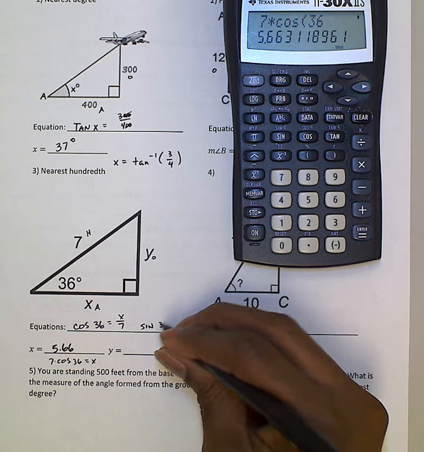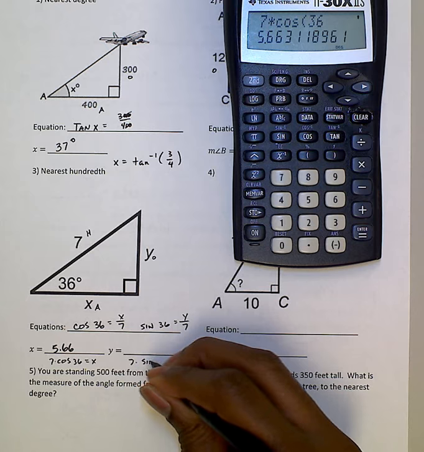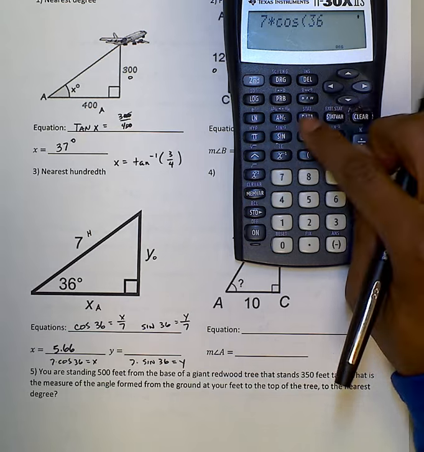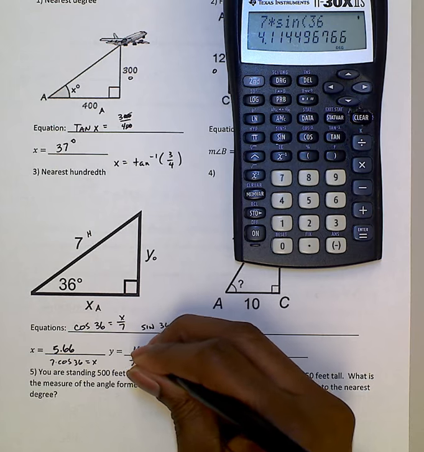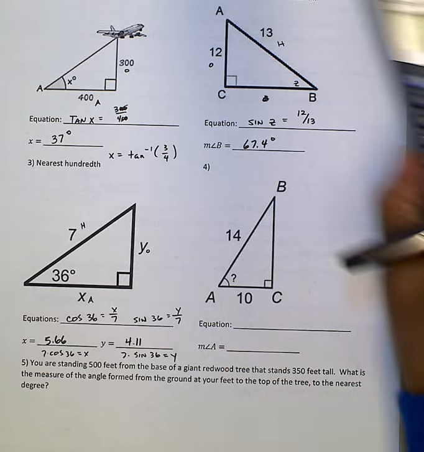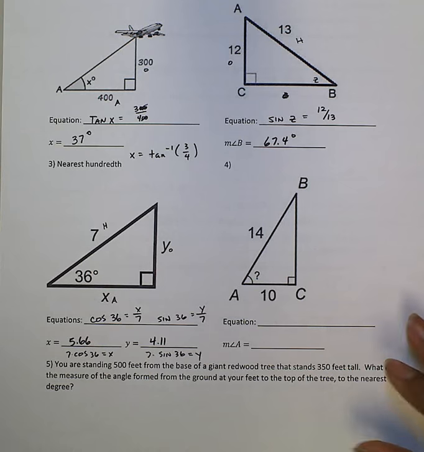Then to find y, that's opposite over hypotenuse, that's sine. Sine of 36 will be the opposite y over the hypotenuse 7, and that's 7 times sine of 36 will equal y. And that's 4.11 to the nearest hundredth. Notice for this that we were finding side length. And because we were finding side length, we did not need to use inverse sine or cosine. We didn't need to get rid of sine or cosine. Now, for number 4, we'll be finding angles again.